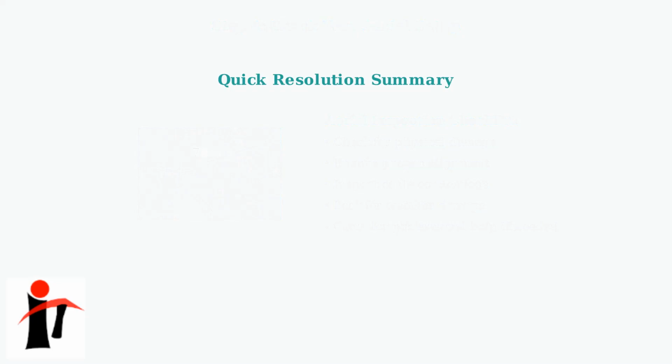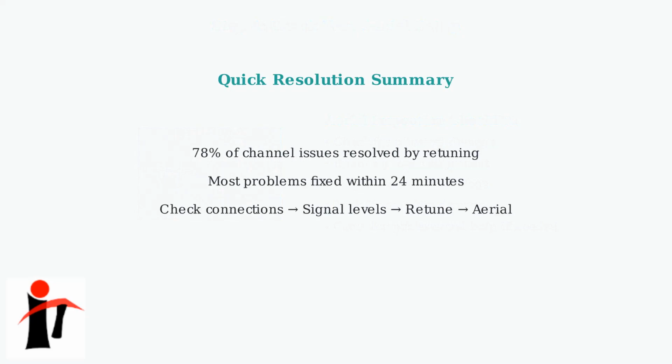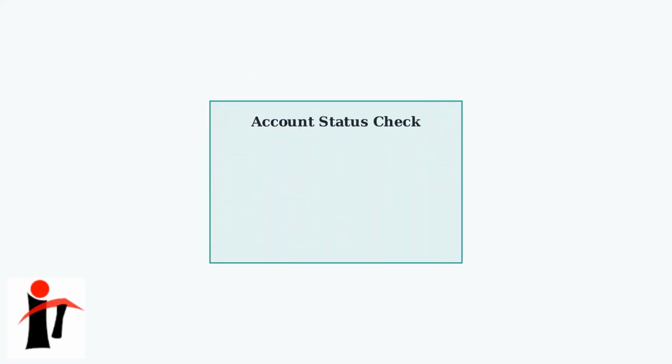Following these steps resolves 78% of EETV channel issues. Most problems are fixed within 24 minutes by checking connections, verifying signal levels, performing retuning, and inspecting the aerial setup when necessary. When basic troubleshooting doesn't resolve your EETV channel issues, the problem often lies with your subscription status.